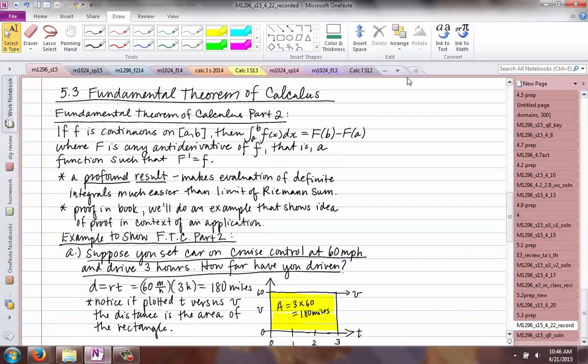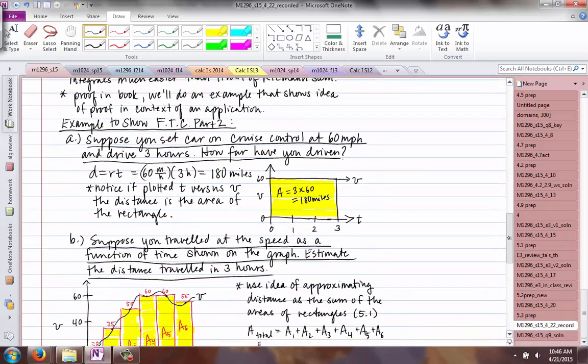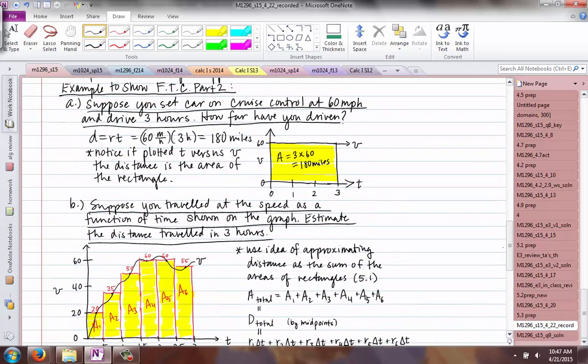So this is great. There's a proof in the book, and you can look at that on your own time if you want to, but I'm actually just going to do an application example that illustrates why this works. So suppose you set a car on cruise control at 60 miles per hour and drive for 3 hours. How far have you driven?